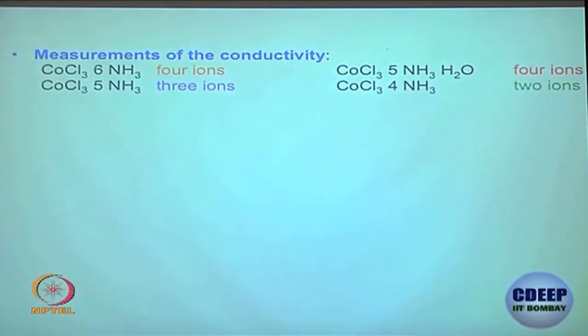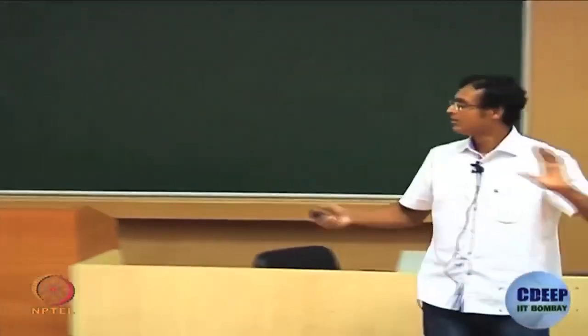And then you try to do the conductivity measurements. Conductivity measurement tells you simply how many ions are there. For the first case, they found four ions, three ions, four ions and two ions. So how many ions are present in that colored species, you can count. Conductivity measurement gives you that.